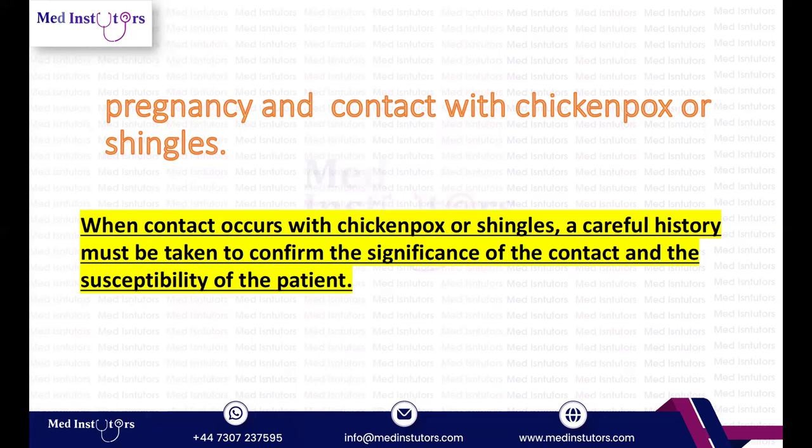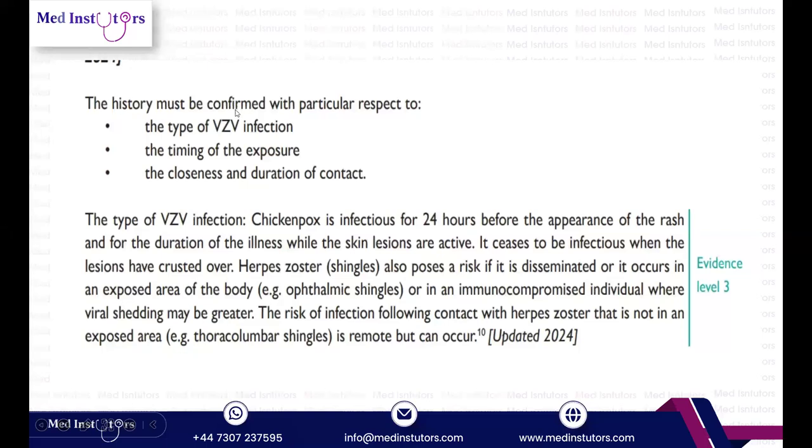So what happens when it occurs? When a contact has occurred with chickenpox or shingles, what is important is that a very careful history must be taken to confirm two important things. Number first, the significance of the contact. Number second, the susceptibility of the patient, right? So how will we confirm this? By taking history.